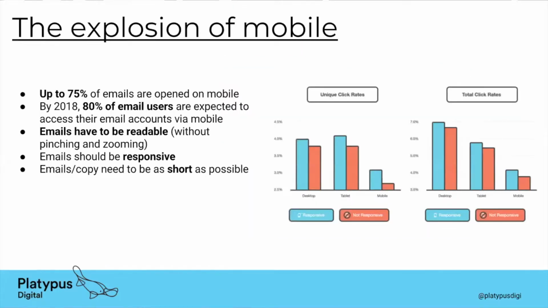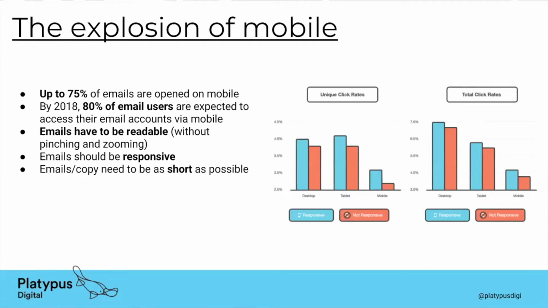So speaking of mobile, mobile is really important when it comes to email marketing. Up to 75% of emails are opened on a smartphone device. And by 2018, it's going to be more like 80% of users expected to access their email accounts via mobile. So what that means is that your emails have to be readable on mobiles, and that's without doing that pinching and zooming.